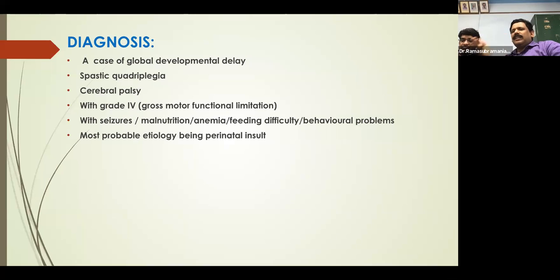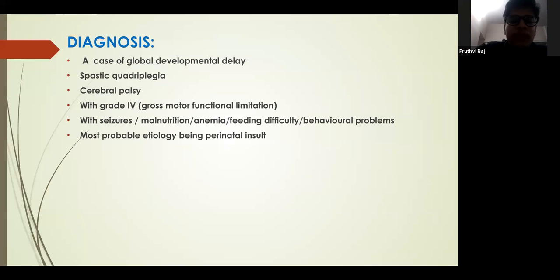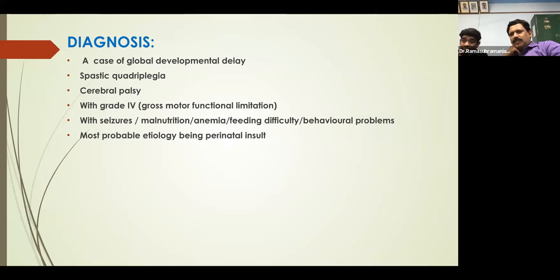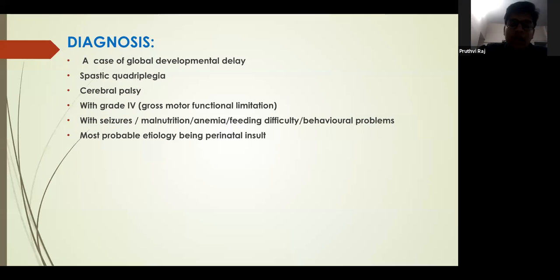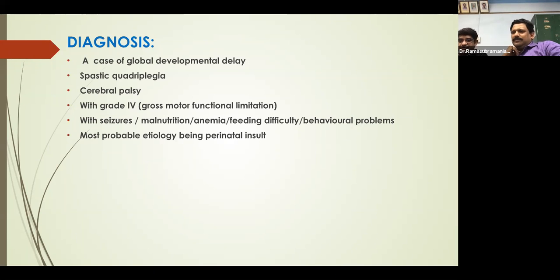CNS infection cannot be natal, it can be postnatal. Postnatal you can have infections, hyperbilirubinemia and toxins. Postnatal causes are any hypoxia, toxins, trauma, and CNS infection, sir. So now you know all the types of classification: topographic, physiologic, then functional and etiological classification. This is how you classify cerebral palsy.